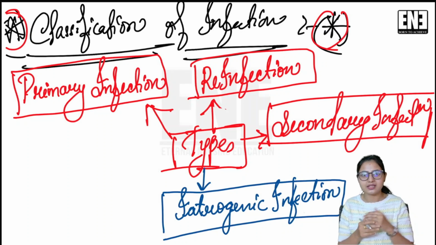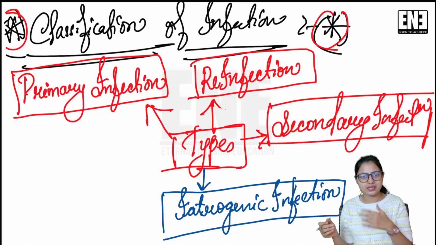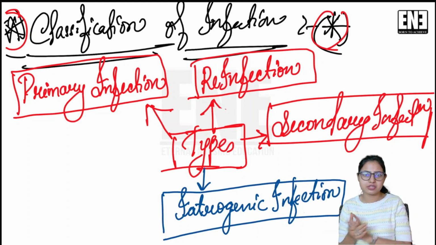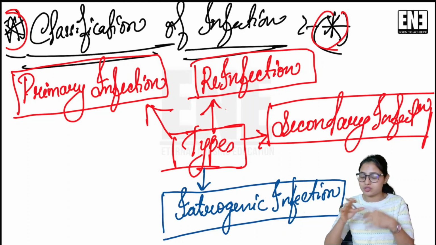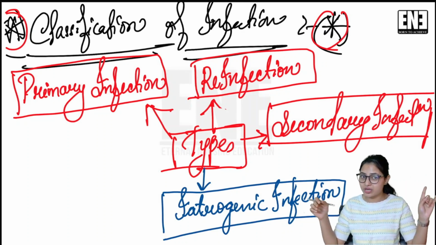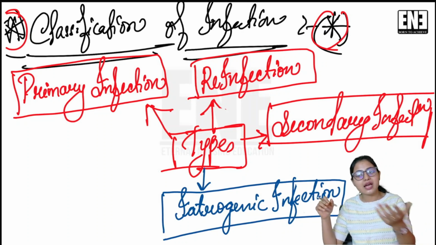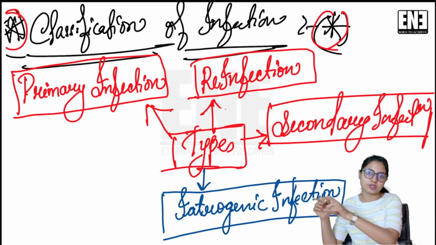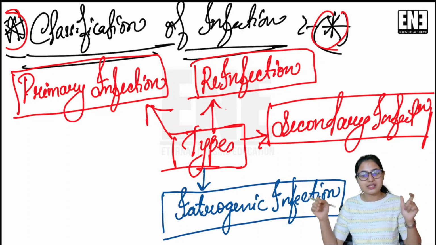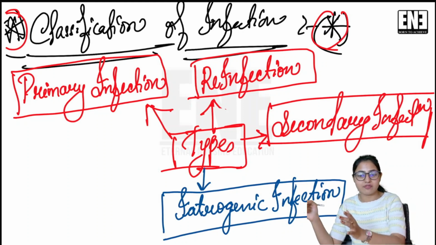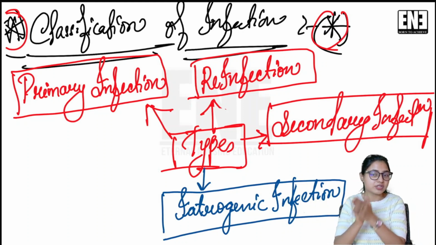ठीक है, either I'm getting meningitis or I'm getting tuberculosis. ठीक है, मेरे को infection हो जाता है during that procedure. Previously I was not having that, मेरे को पहले से वैसा नहीं था. ठीक है, but during that medical procedure or therapeutic procedure I'm getting that. That means it is called your iatrogenic infection. Iatrogenic infection means the infection that is happening to you.